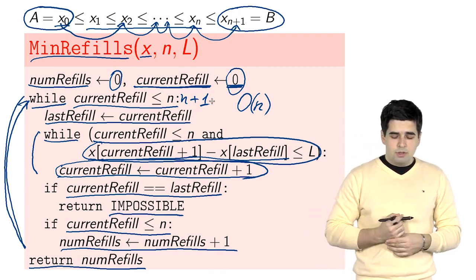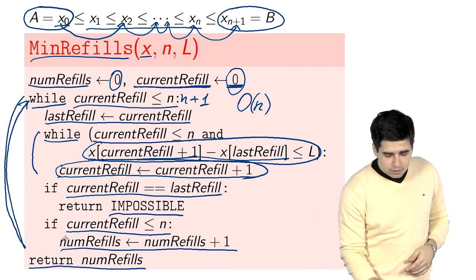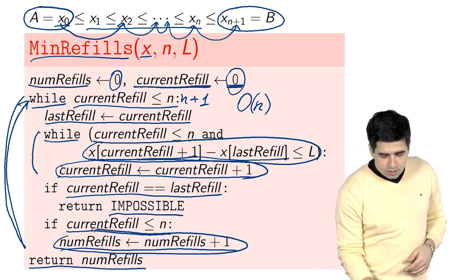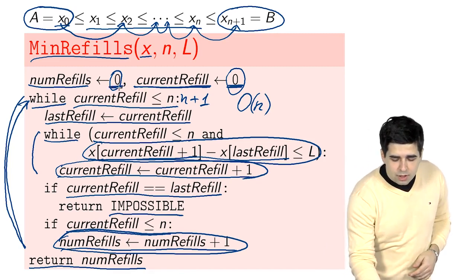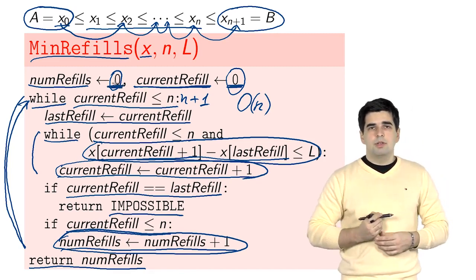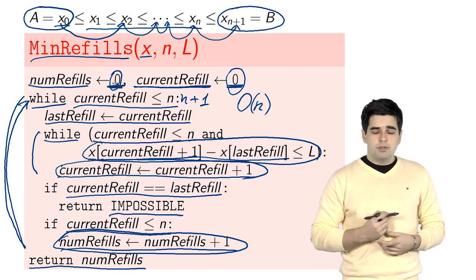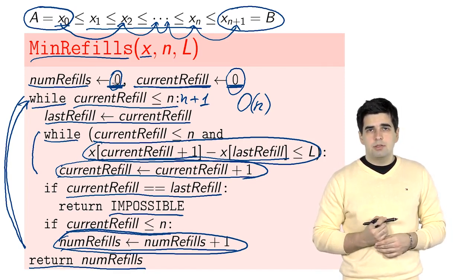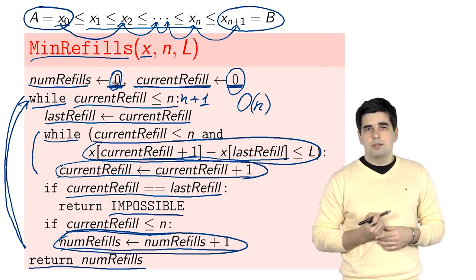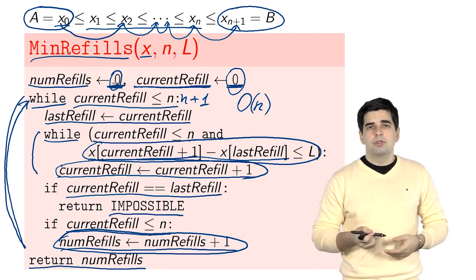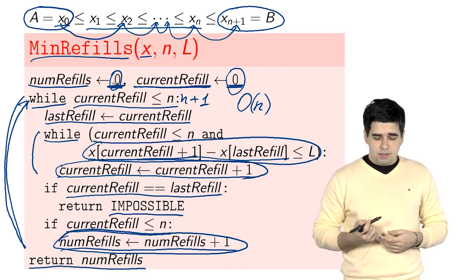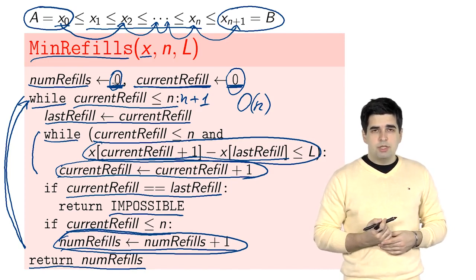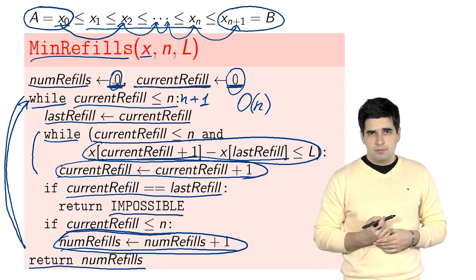But that's not all we do. Also, we increase variable num refills here. But we also increase it always one by one. It also starts from 0. And what is the largest number that this variable can attain? Well, of course, it is n, because we only have n gas stations. There is no point to refill twice at the same gas station, so we can refill at most n times. So variable num refills goes from 0 to n and changes one by one. So it is only changed at most n times. And so it is also linear in terms of n.